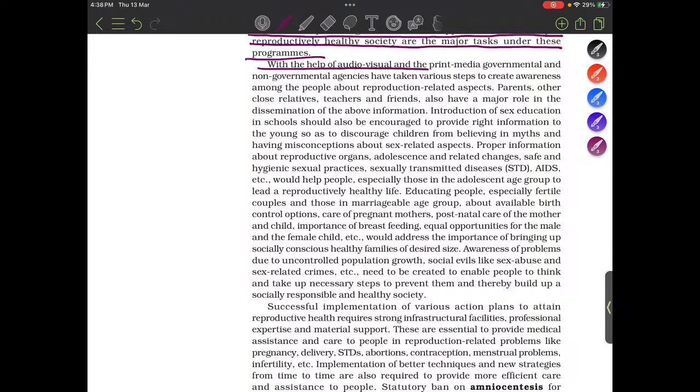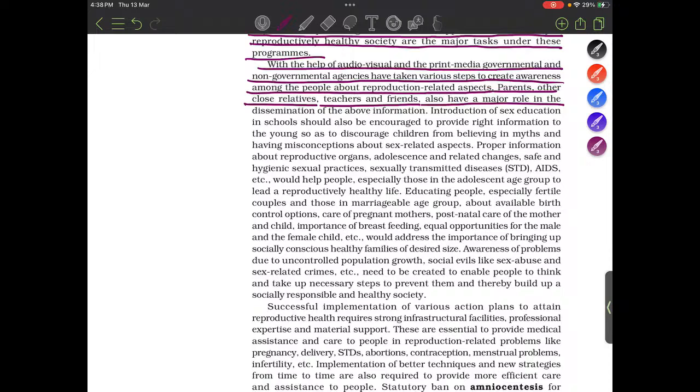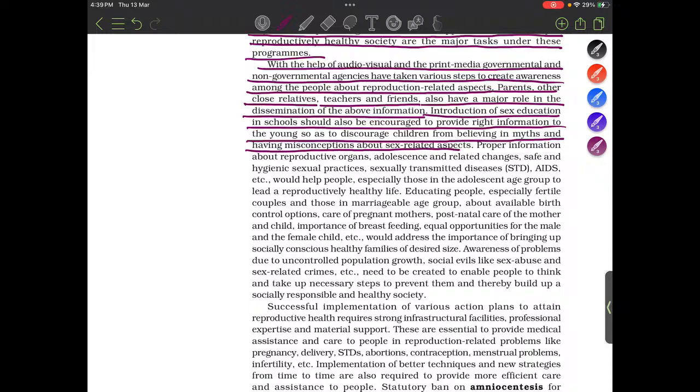With the help of audio, visual, and print media, governmental and non-governmental agencies have taken various steps to create awareness among the people about reproduction related aspects. Parents, other close relatives, teachers, and friends also have a major role in the dissemination of the above information. Introduction of sex education in schools should also be encouraged to provide right information to the young, so as to discourage children from believing in myths and having misconceptions about sex related aspects.